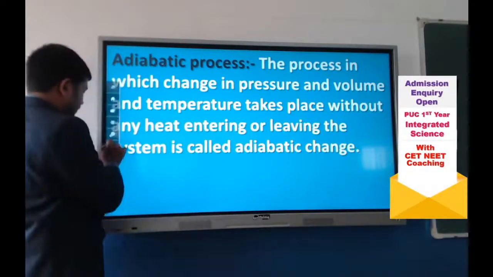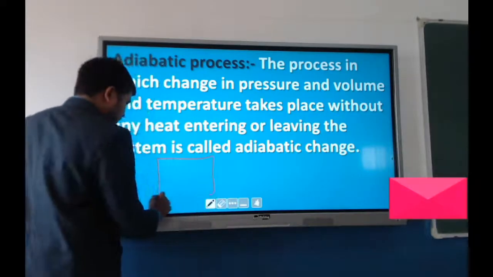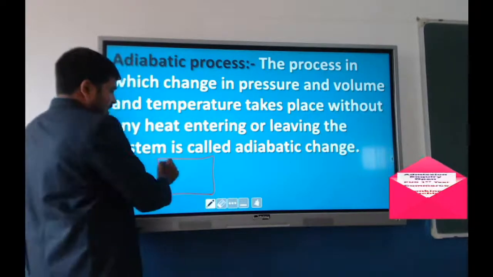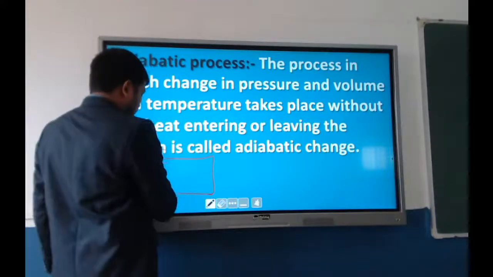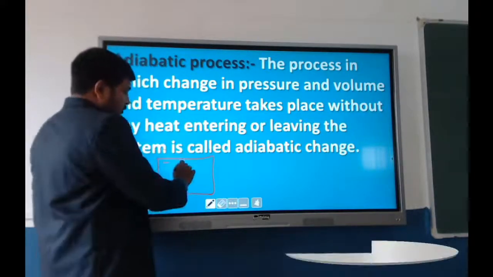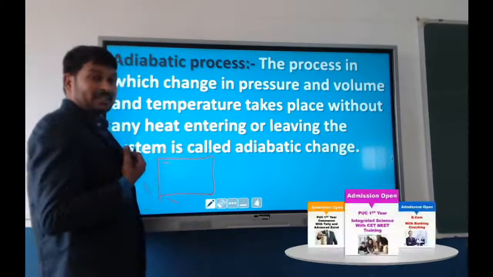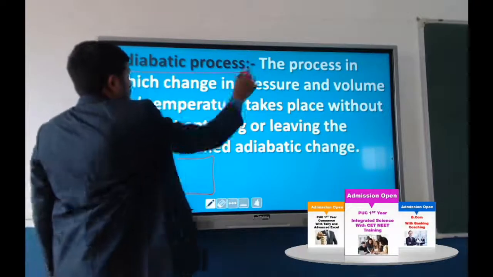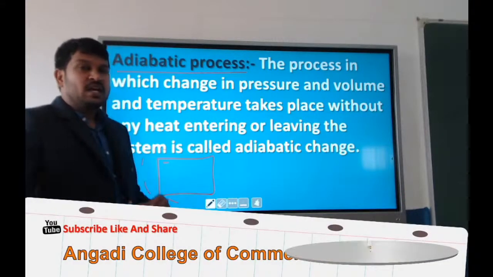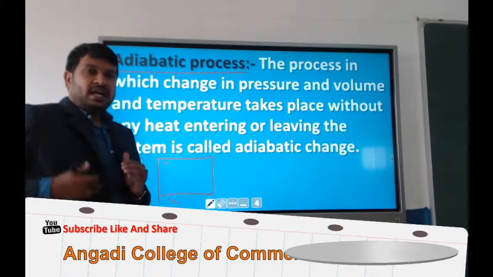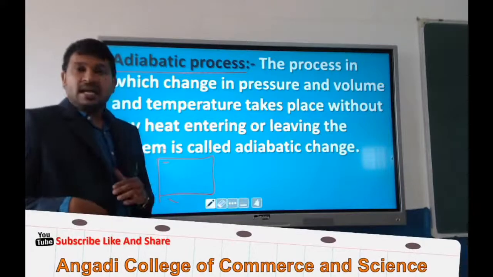Here, this is the container. This container is completely filled with hot water. Then here is the surrounding atmosphere. Whatever heat it is not losing, as well as whatever heat it is not gaining, such a process is known as an adiabatic process. It is not exiting any heat, as well as not gaining any heat.